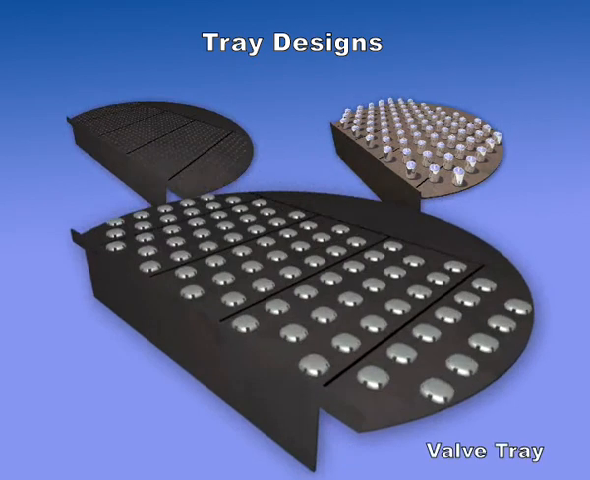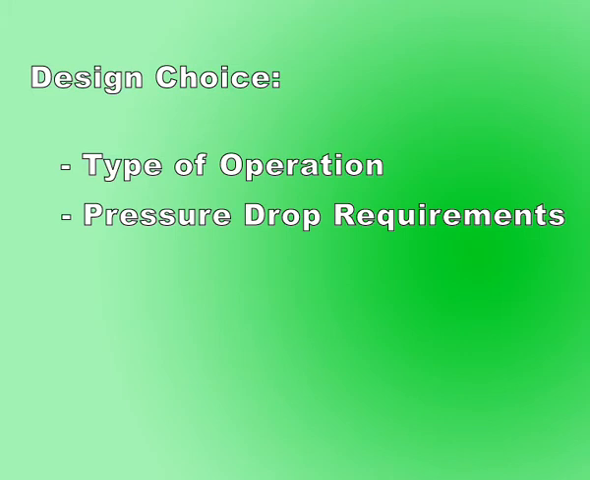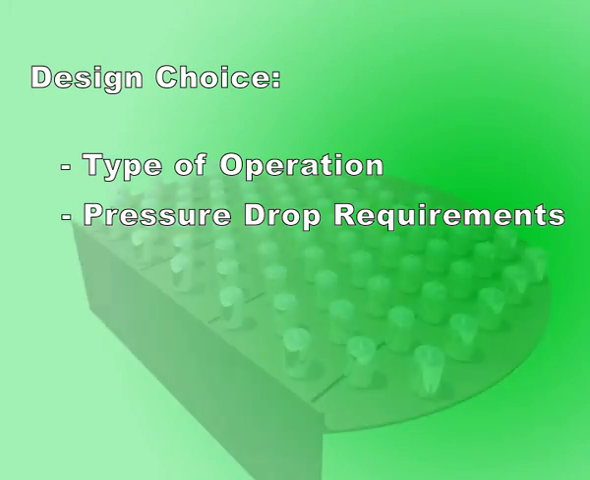In valve trays, the perforations in the tray are covered by caps. The rising vapors will lift the caps, creating a way for the vapors to enter the liquid. The caps direct the flow horizontally into the liquid. Compared to sieve trays, valve trays provide better gas-liquid interaction. The choice of design depends on the type of operation and the required pressure drop between the trays. However, because of their efficiency, bubble cap trays are preferred in many applications.